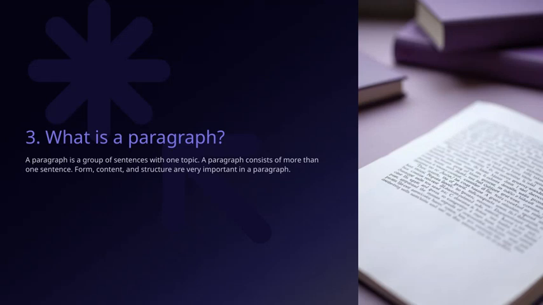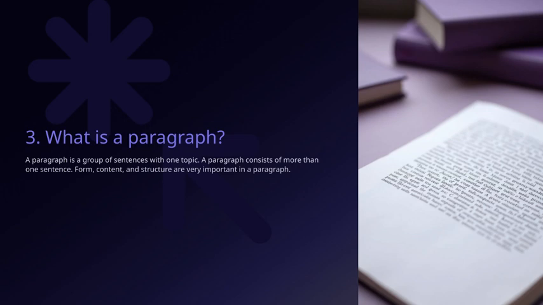Let's take a closer look at what a paragraph really is. Essentially, a paragraph is a group of sentences that all revolve around one main topic. It's like a small building block in our writing, helping us organize our ideas clearly. A paragraph isn't just one sentence. It usually has more than that, which allows us to develop our thoughts more fully.